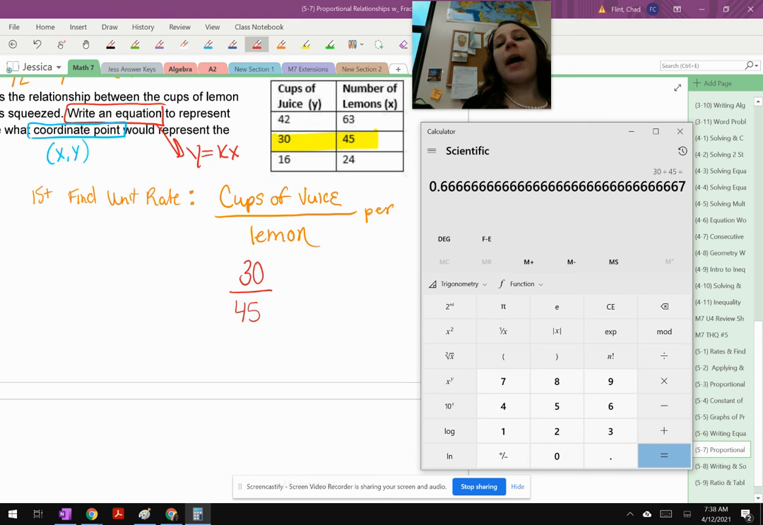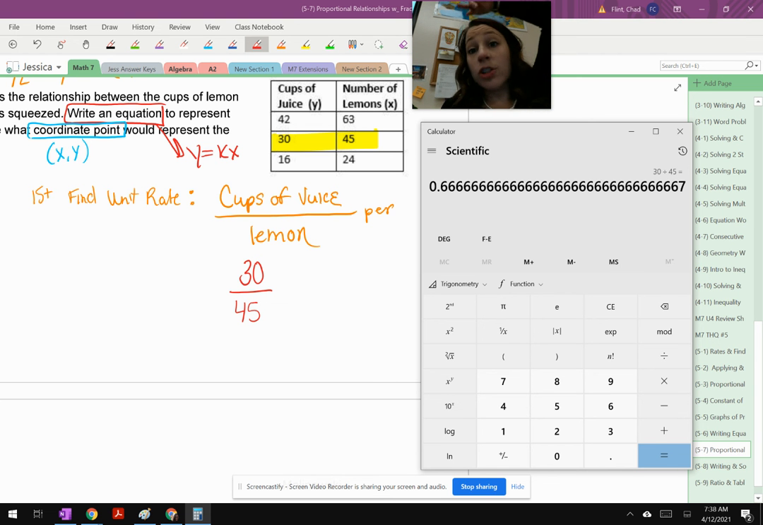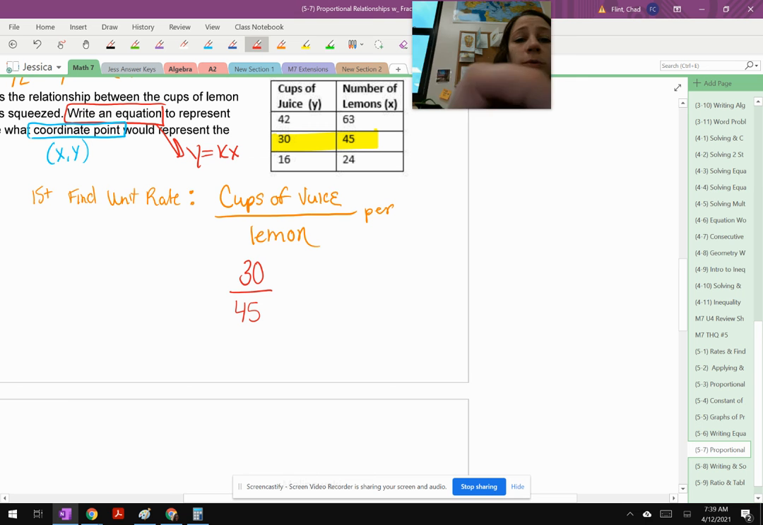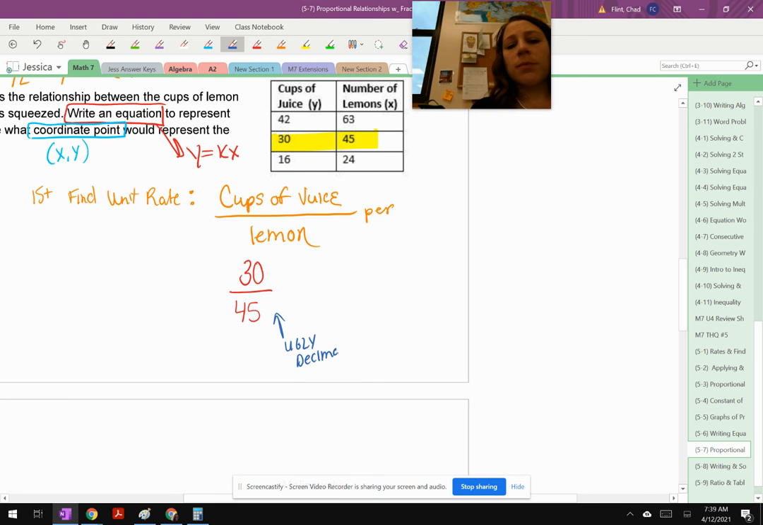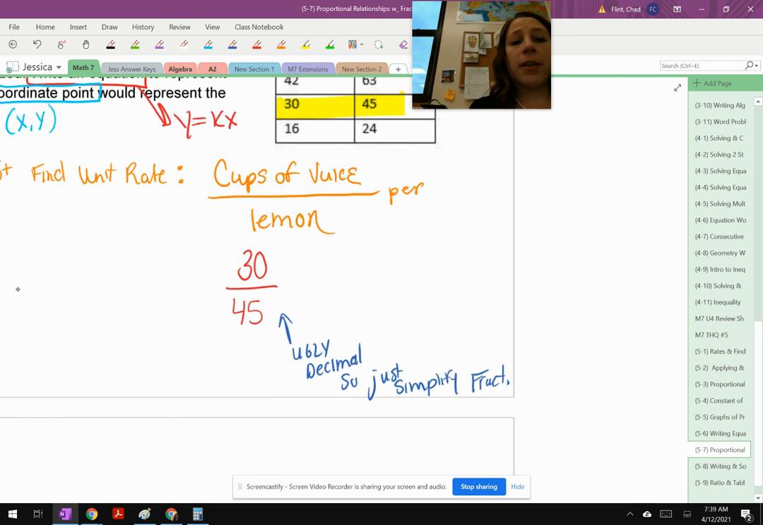Oh, imagine that. In the lesson titled With Fractions, we've got another repeating decimal that we cannot round. We have to keep this as a fraction. So I'm going to make a note. Ugly decimal. So just simplify your fraction. What goes in to both 30 and 45 that I can simplify by there?